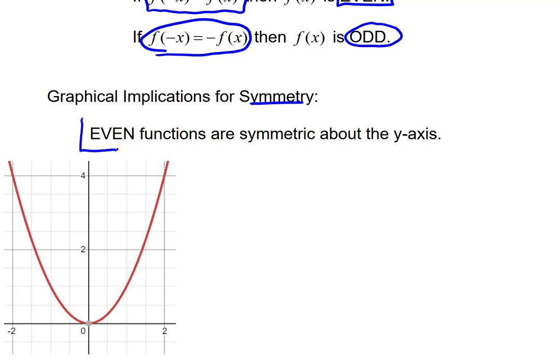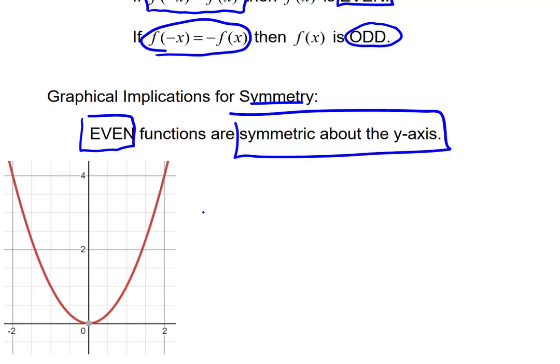Even functions are symmetric about the y-axis. So one simple example of an even function would be the parabola y equals x squared, the parent function. And we can verify this graphically and algebraically by looking at the following points. If I plot the point (1, 1), that means that when x is 1, y is 1. But notice when x is negative 1, in other words, f of negative x, would provide the same output.